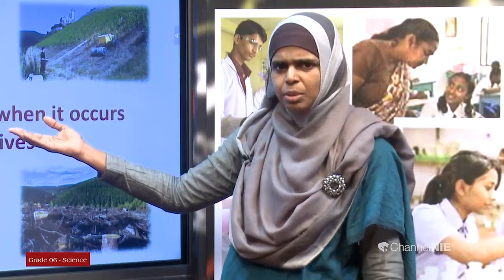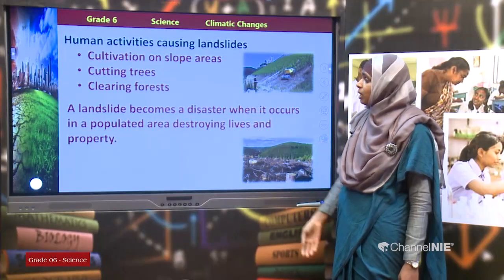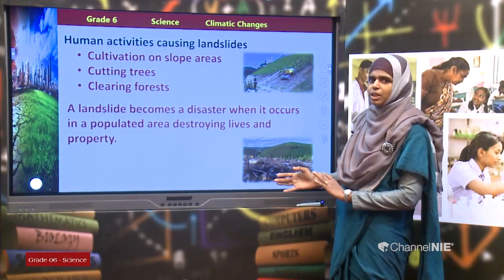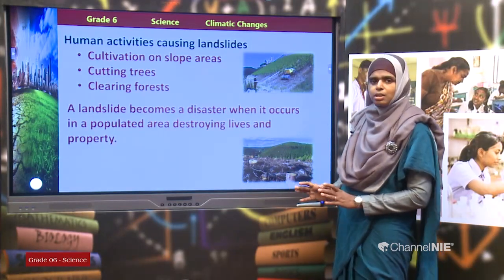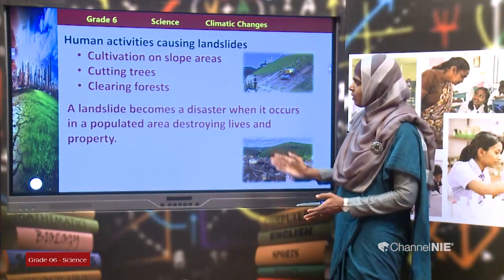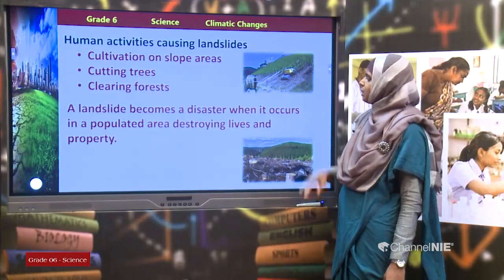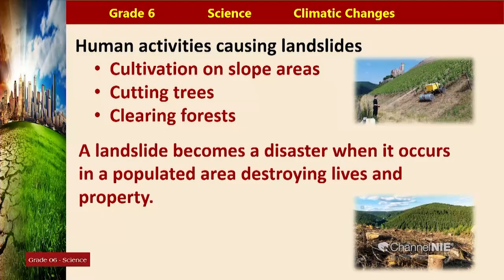How can a landslide be a disaster, children? When it occurs in a populated area. If it is in an area without human activities, that's a natural activity which does not destroy any lives or properties. But if it happens in a populated area where people live, it can be a disaster.